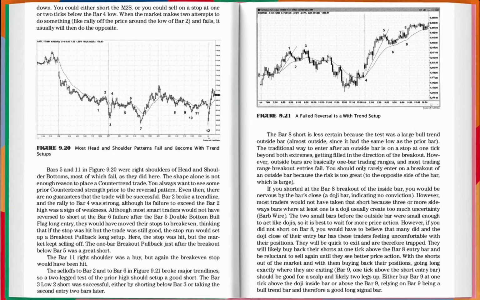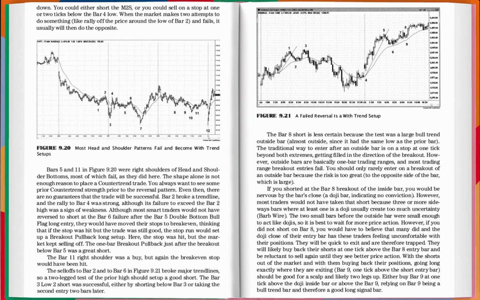The shape alone is not enough reason to place a countertrend trade. You always want to see some prior countertrend strength prior to the reversal pattern. Even then, there are no guarantees that the trade will be successful. Bar 2 broke a trend line, and the rally to bar 4 was strong, although its failure to exceed the bar 2 high was a sign of weakness.